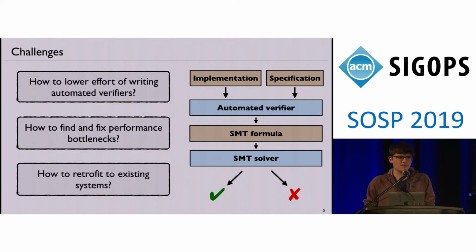First, the automated verifier is often a very complex part of this verification stack. So how can we lower the effort of writing automated verifiers and make them reusable for other purposes? Second, like any verification approach, things don't always work out the first time. So when things go wrong or there are verification performance bottlenecks, how can we find and fix these problems so that we can verify the systems we want to verify? Finally, given this automated verification technique, how can we apply it to systems, implementations, and specifications that weren't originally designed for automated verification?